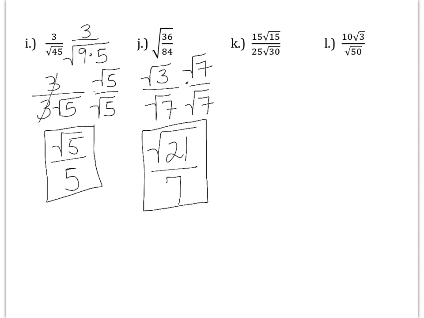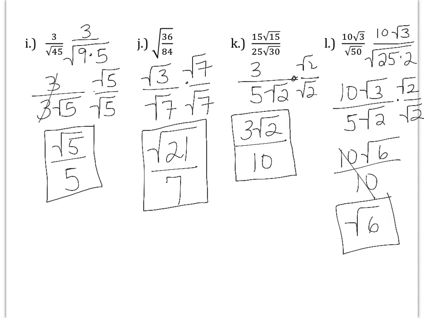I also wanted to remind you for L, when you look at the square root of 50, before you multiply the top and the bottom by the square root of 50, simplify that square root of 50 first. It will make the problem much easier. So now that you've got those reminders, stop the video, try K and L, remembering to fully simplify before you start.